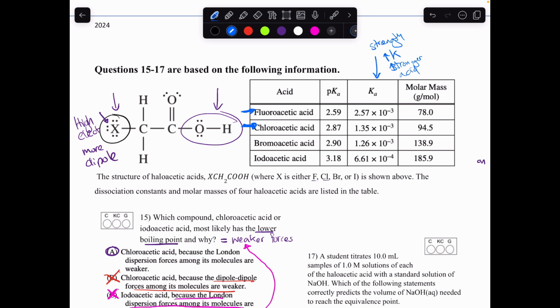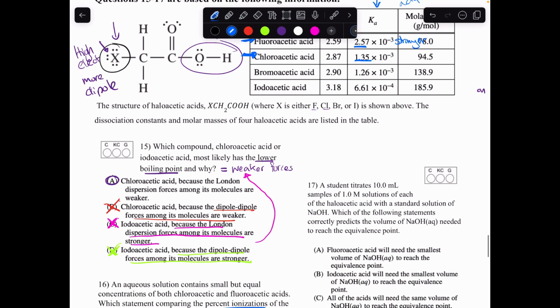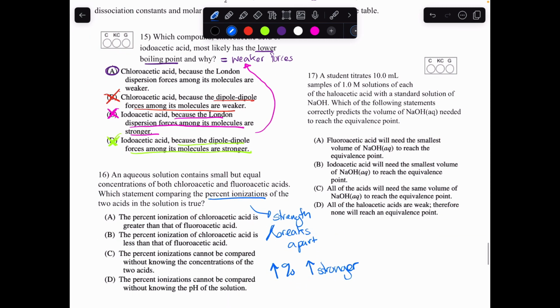Pardon the interruption. Okay, so for this one, since this is a bigger number, this tells me it's the stronger acid compared to that one. So I need to pick the answer that talks about fluoroacetic having a higher percent ionization.